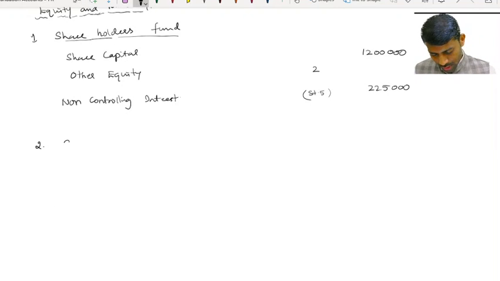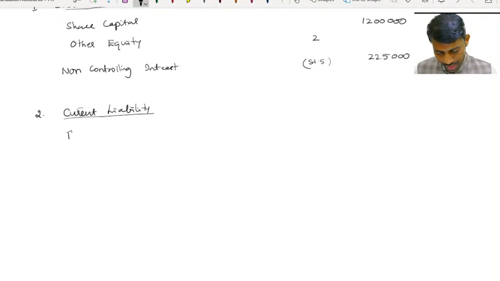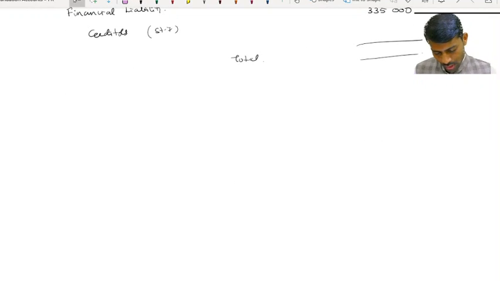Next, number 2, current liability. Under current liability, financial liability. Under financial liability, creditors. This is as per step number 7, 3,35,000 total.